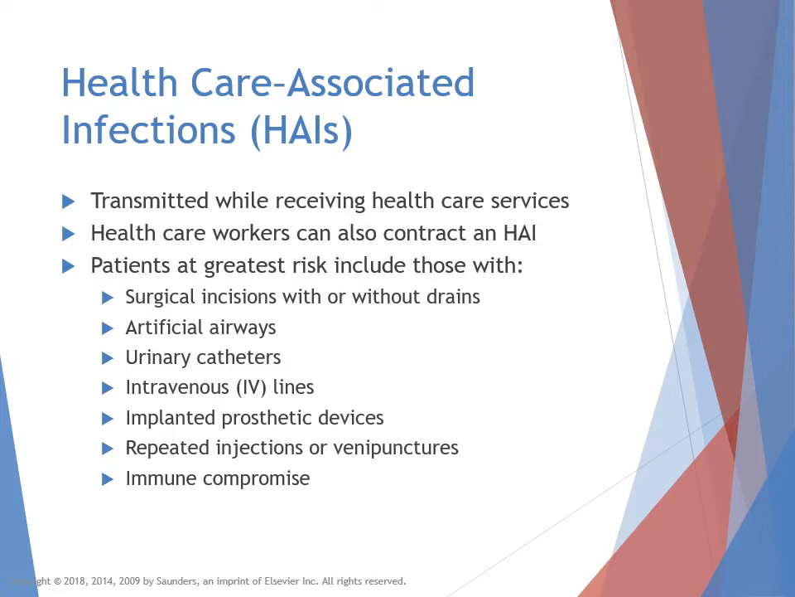So they're patients with surgical incisions, with or without drains, artificial airways, so our ventilated patients, patients with urinary catheters, IV lines, implanted prosthetic devices, like if somebody gets a new hip or a new knee, that's an implanted prosthetic device. Patients with repeated injections or venipunctures, and also our patients whose immune system is compromised. So this is a list of our patients that would be at greatest risk for an HAI.